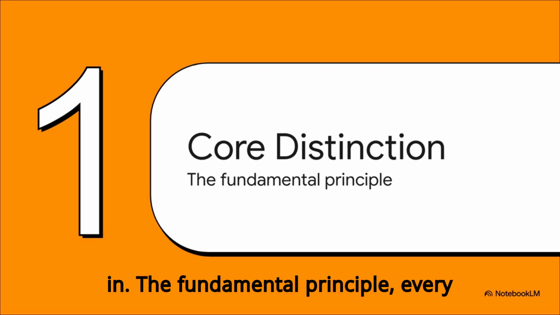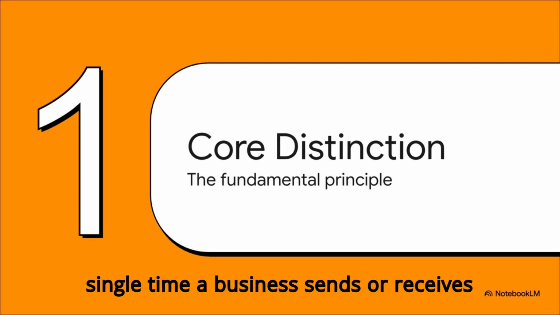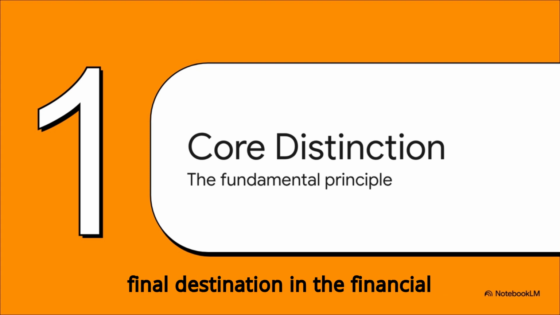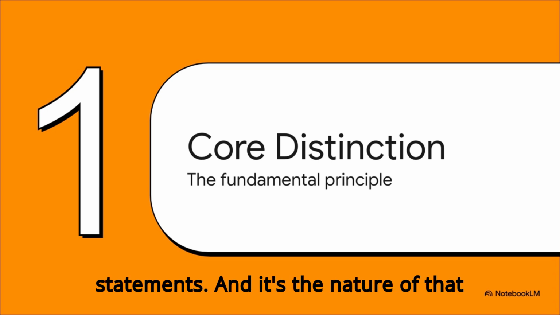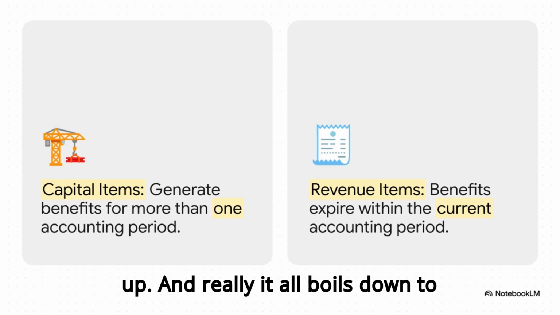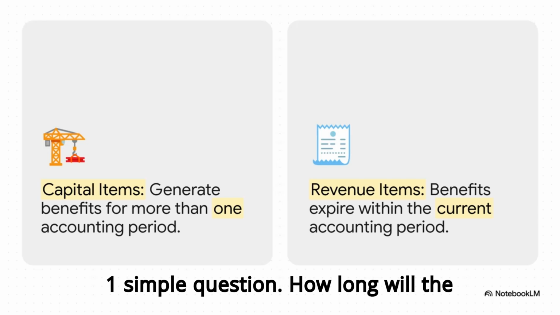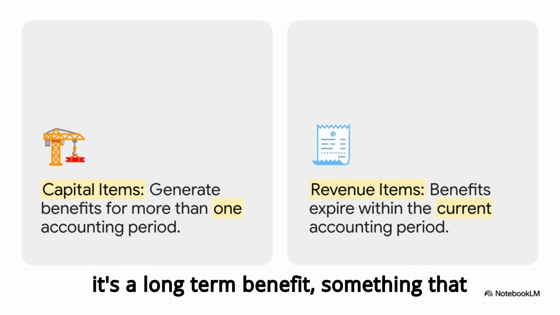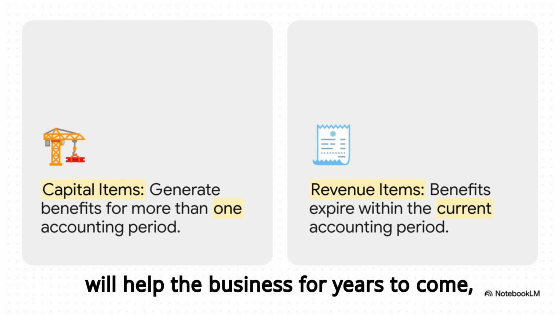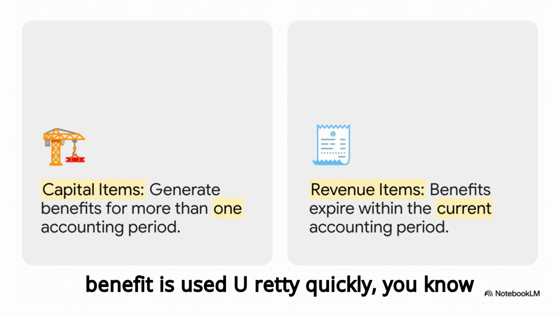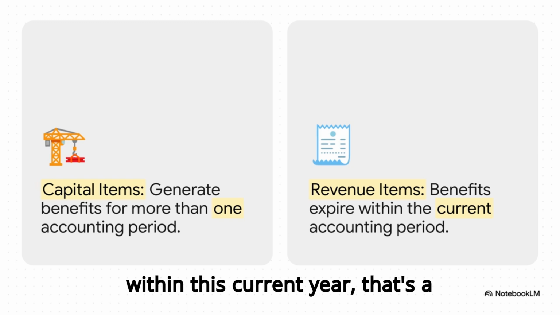The fundamental principle. Every single time a business spends or receives money, that transaction has a destiny, a final destination in the financial statements. And it's the nature of that transaction that decides where it ends up. And really, it all boils down to one simple question. How long will the benefit from this transaction last? If it's a long-term benefit, something that will help the business for years to come, we call it a capital item. But if the benefit is used up pretty quickly, within this current year, that's a revenue item.